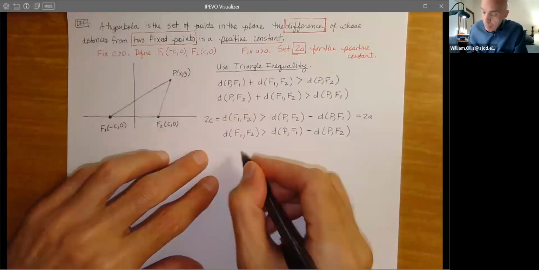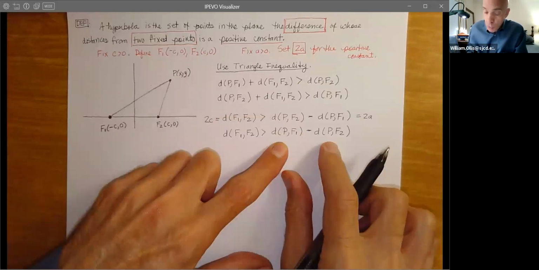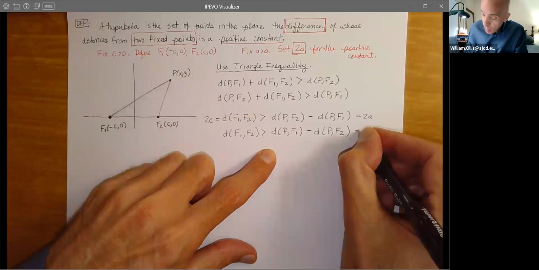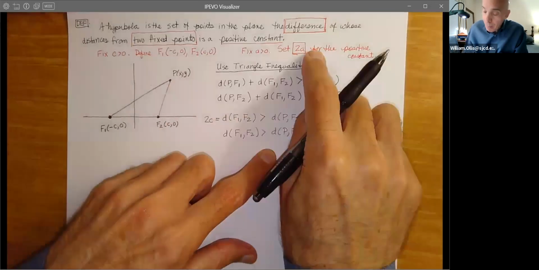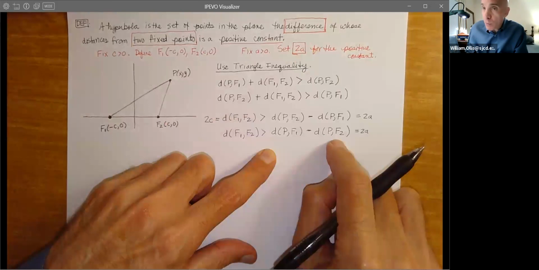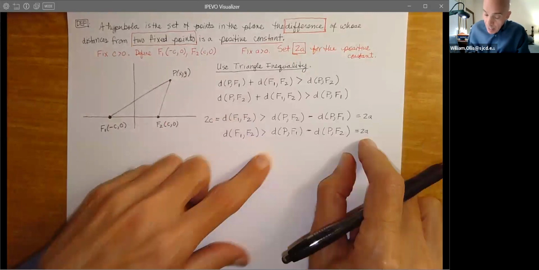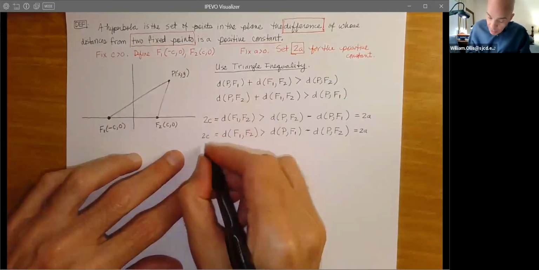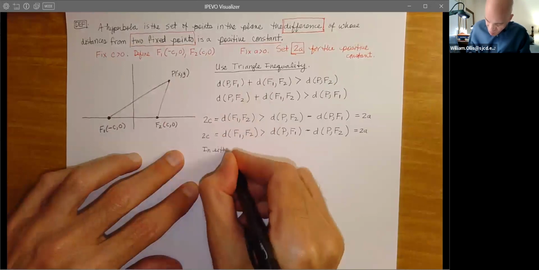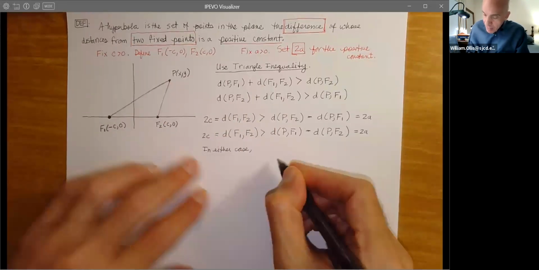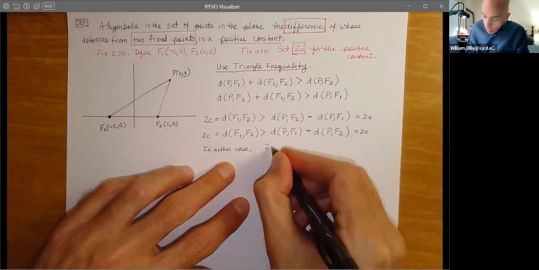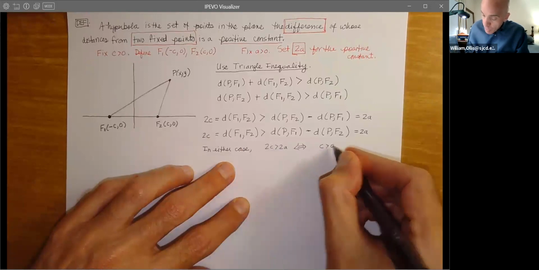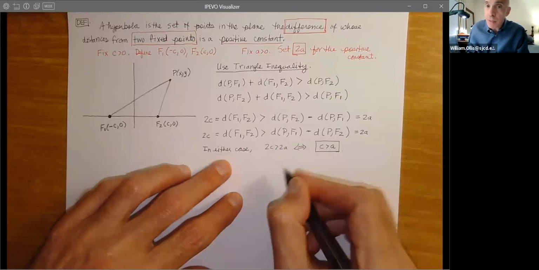Now, of course, maybe the flip is true. One of them has to be true if this point is on the hyperbola. So maybe it's this one. So this would be 2a by definition of the hyperbola. The difference of whose distances from two fixed points is a positive constant. And then, of course, the distance between the two foci is 2c. So in either case, without loss of generality, basically, we have 2c is greater than 2a, which is equivalent to c greater than a, which is the opposite of what we had for the ellipse.